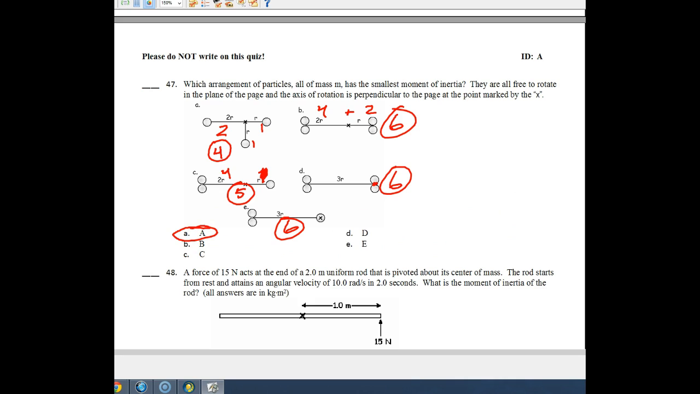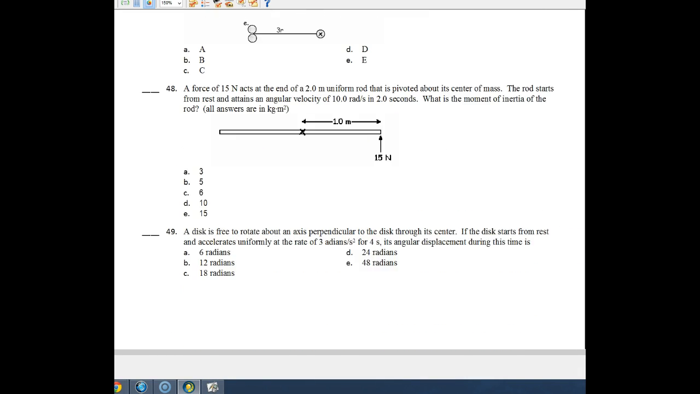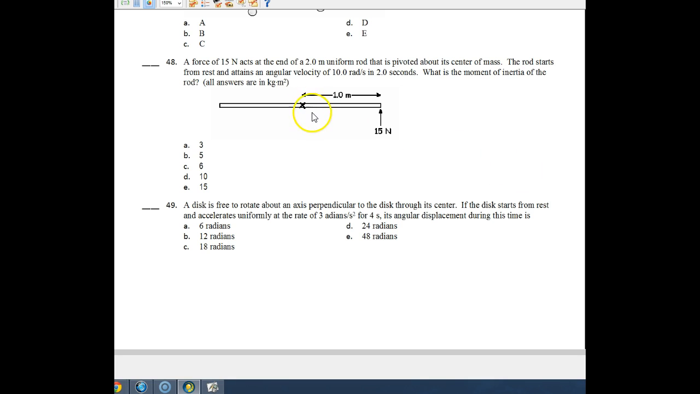For number 48, we have a uniform rod here, and there's a 15 Newton force that acts on the end of it. It makes it pivot about the center of mass. The rod starts from rest and attains an angular velocity of 10 radians per second in exactly 2 seconds. So what is the moment of inertia of the rod? We know that torque for this rod should be equal to the moment of inertia times the angular acceleration, and we can find the angular acceleration from the information they gave us here.